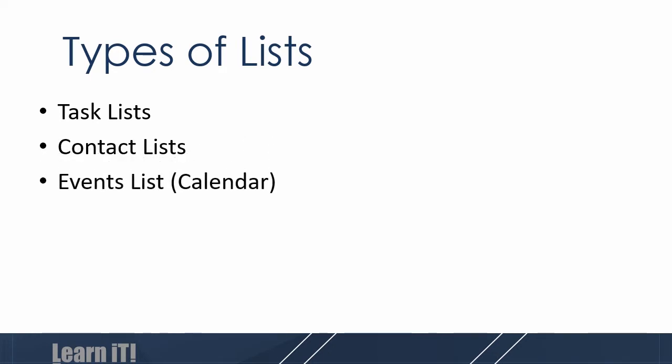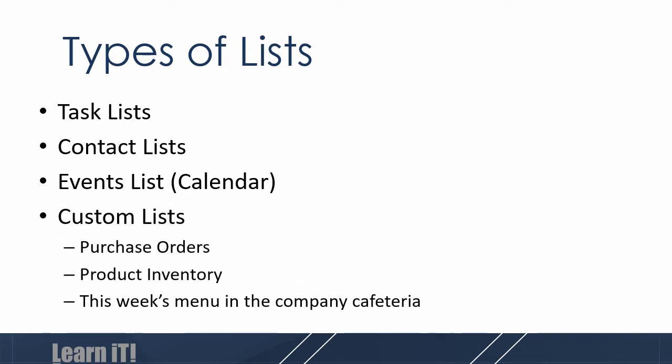An events list, also known as a calendar. After all, what is a calendar if not a list of upcoming events organized into a grid-based structure? There are plenty of other styles of lists as well, including purchase orders, product inventory, even the upcoming menu in the company cafeteria. All of these are types of lists. It's important to note that lists won't always look like you have in your head with an Excel spreadsheet structure. As we've seen, they can look like calendars. They can look like a ton of different things.